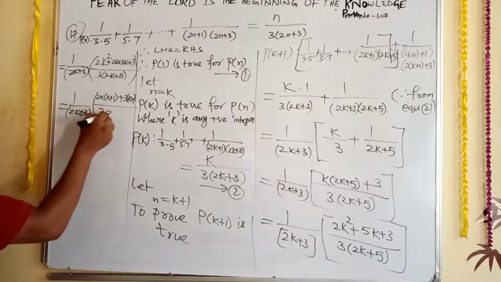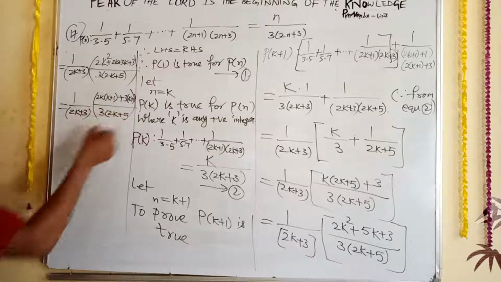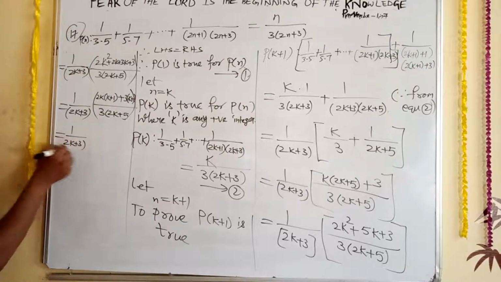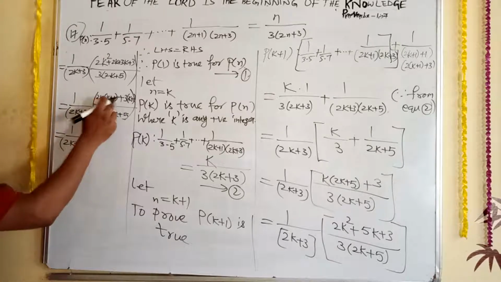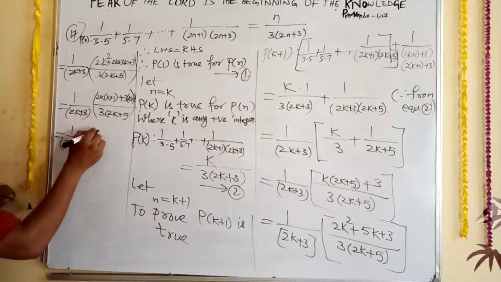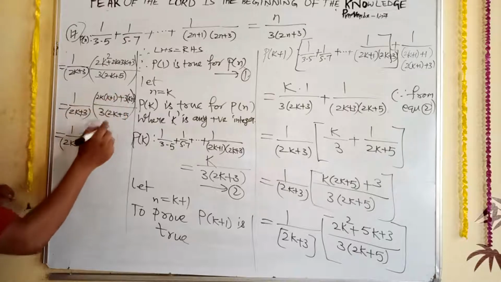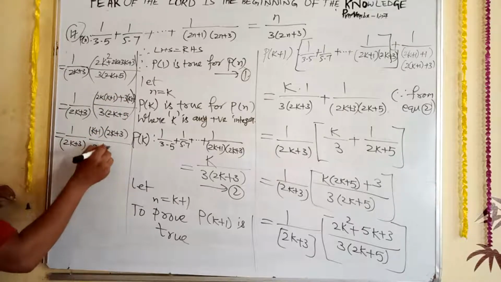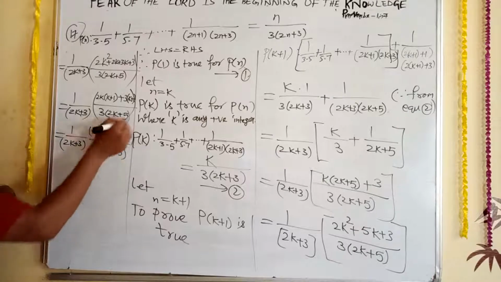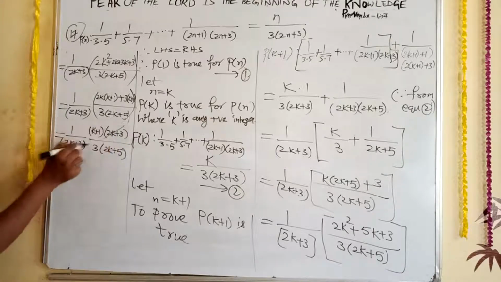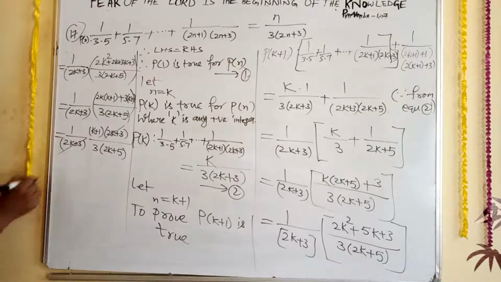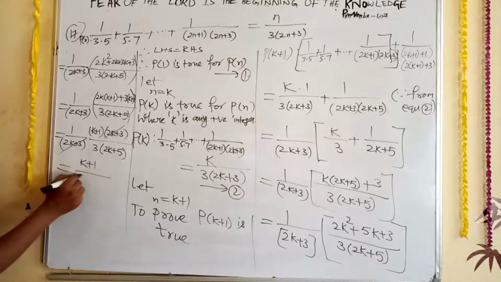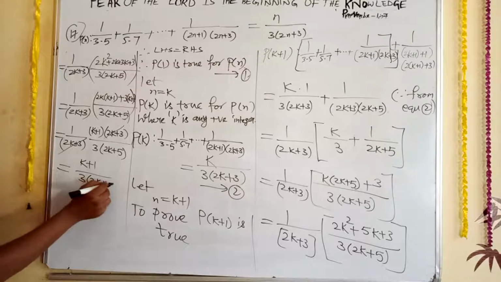Upon 3 into (2k plus 5) bracket close. So after that, 1 upon (2k plus 3). And in these both, (k plus 1) is common. (k plus 1), what is left? 2k plus 3 upon 3 into (2k plus 5). Okay. Now check: 2k plus 3, 2k plus 3 get cancelled. (k plus 1) into 1, (k plus 1) upon 3 into (2k plus 5).